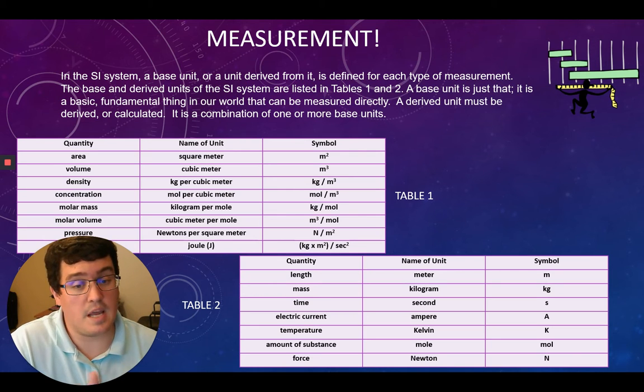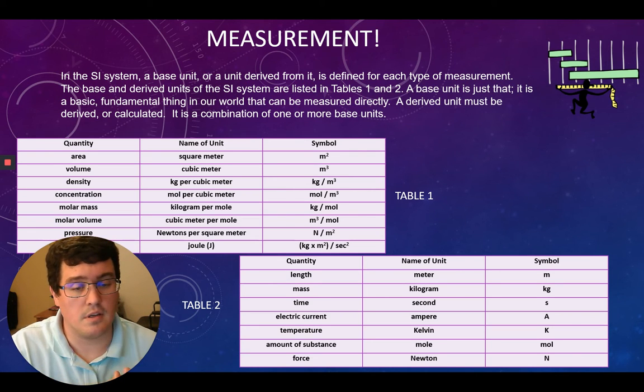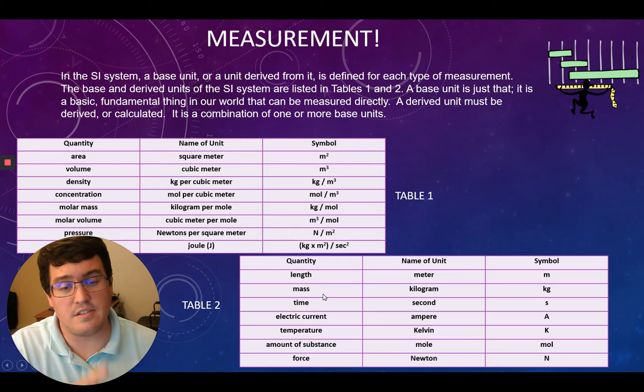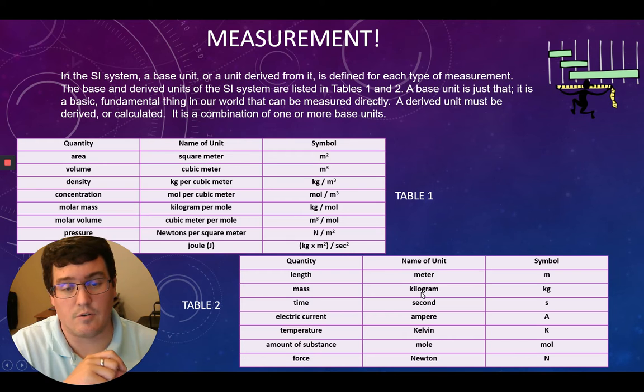To start off with Table 2, start off with the base units. One that's really important in chemistry is mass. Mass is something we measure a lot in chemistry, and believe it or not, the base unit of mass according to the SI system is the kilogram. A lot of people think it's the gram, but it's not. It's actually the kilogram. So the base unit of mass is the kilogram. It is abbreviated with the symbol kg.